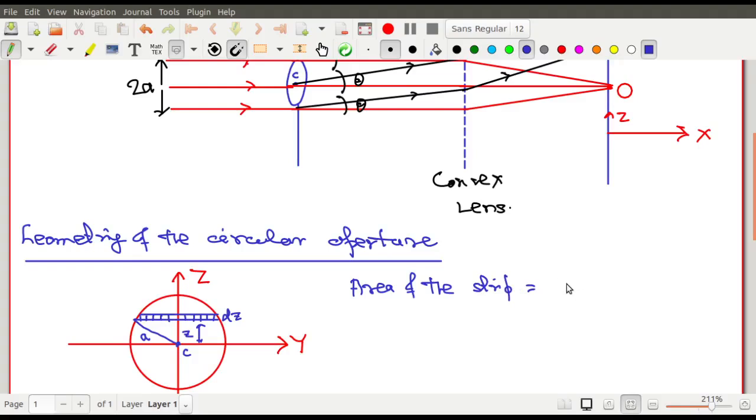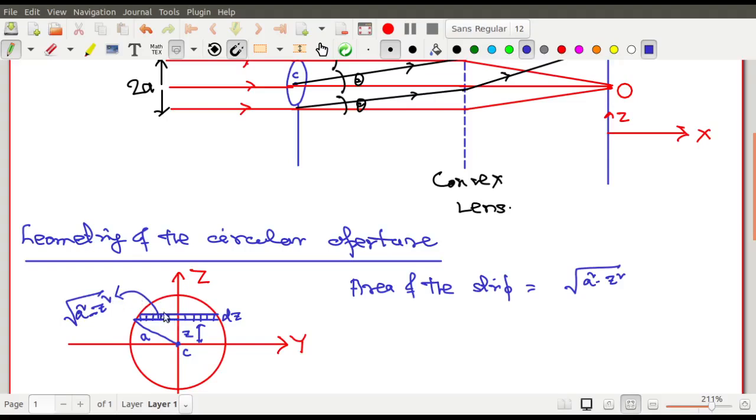Strip area is length into breadth. So you see that what is the breadth over here? Breadth is dz, and what is this length? Length is this one. This dimension is the length. Now you can find one of this. এইটা আমরা বের করতে পারি. This one is z, এটা হচ্ছে z আর এটা হচ্ছে a. So according to Pythagoras theorem, this is a square minus z square. এইটুকু জায়গা is definitely root over of a square minus z square.